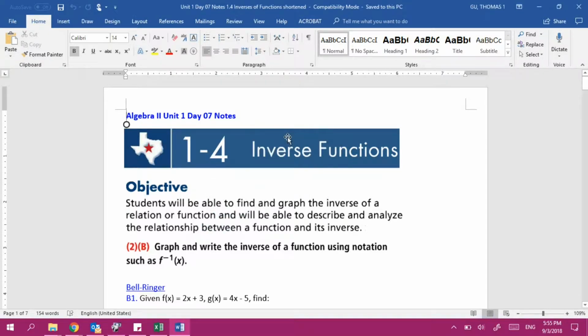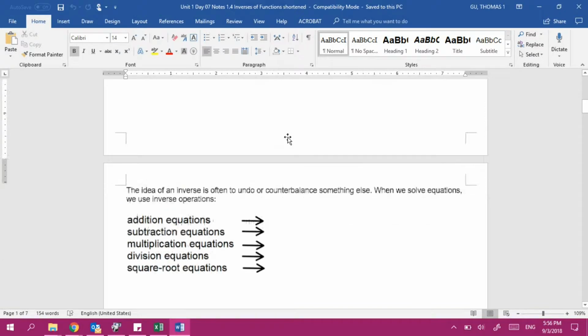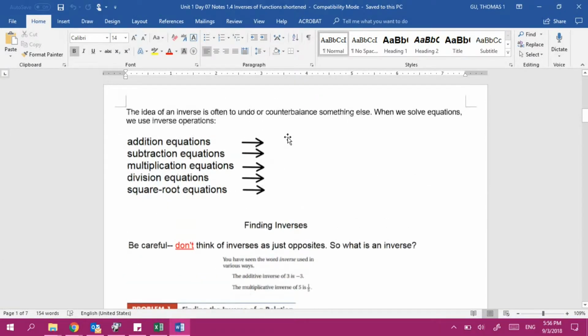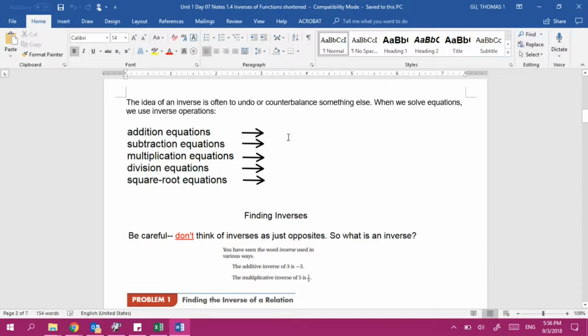And today, we're going to be learning all about inverse functions. So let's get that word in our mind. Inverse functions. We're going to be dealing with the inverse. So look down to here on the second page. The idea of an inverse is often to undo or counterbalance something else. When we solve equations, we use inverse operations. You can think about it like the opposite.